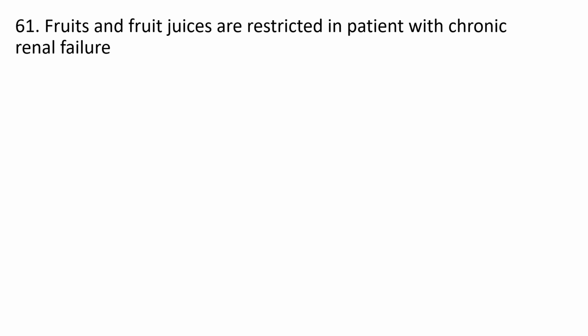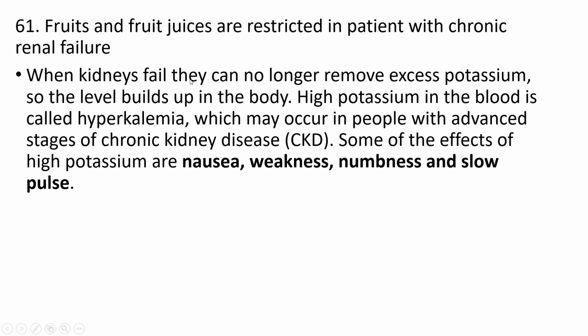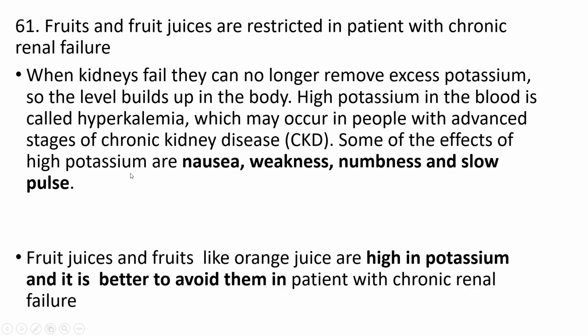The first question is: fruit and fruit juices are restricted in patients with chronic renal failure. When the kidneys fail, they can no longer remove excess potassium, so the potassium level builds up. A high potassium level in the blood is called hyperkalemia, which may occur in people with advanced stage of chronic kidney disease, and some effects of this high potassium are nausea, weakness, numbness, and slow pulse.